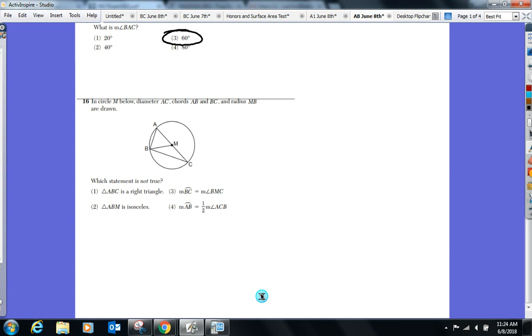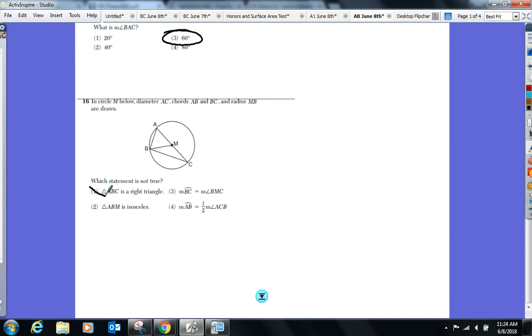Is ABC a right triangle? If it is, it's got a right angle. So does that have a right angle anywhere? Does triangle ABC have a right angle somewhere? Okay, where is it? And defend yourself. Where is it, Cam? Why is ABC a right angle? It's an inscribed angle drawn to a semicircle. Perfect. So that is true, that it is a right triangle.